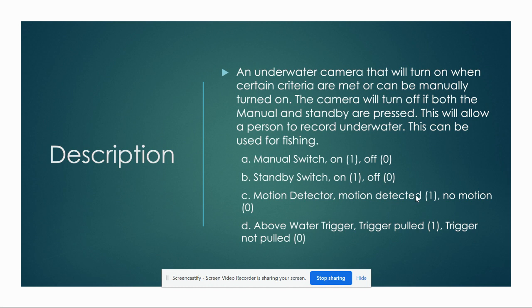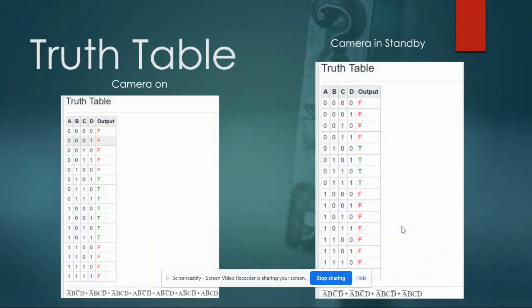First, we have a manual switch, which is a simple on or off switch. Same thing with the standby switch. We have the motion detector, which, if motion is detected and the standby switch is pressed, will turn on the camera. Same thing with the above water trigger. If the trigger is pulled, like say a bobber going under or a flag going up, and the standby switch is on, it will turn on.